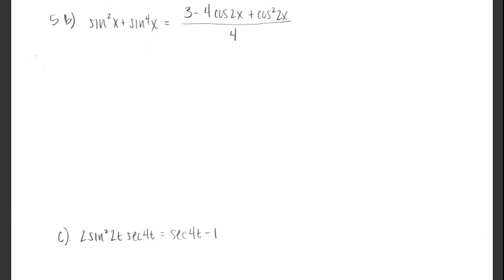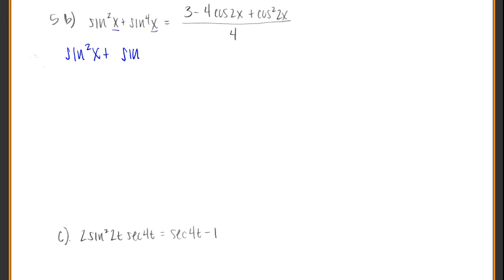Okay, 5b. Sine squared x, sine to the fourth. Whenever we usually have a fourth power, it's always good to write it as sine squared and sine squared. So let's start there. I'm not even going to look at the right side yet, other than knowing I've got to increase my angles. I've got to double them.